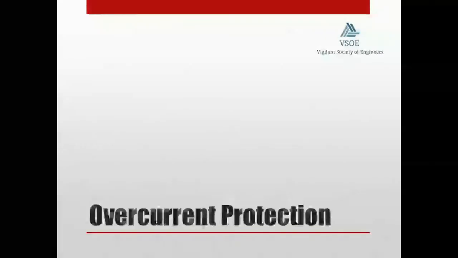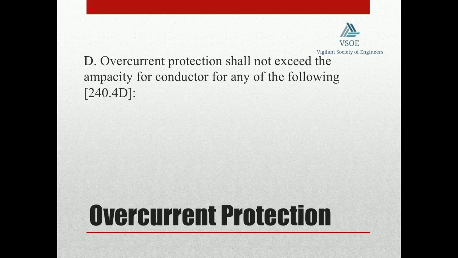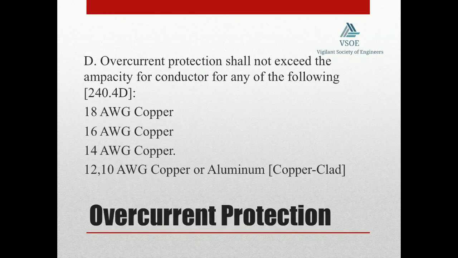Now, overcurrent protection shall not exceed the ampacity of the conductor for any of the following, that is of Article 240.4(D), where it should be in the range 18 to 10 AWG for copper or aluminum clad. These conductors specified under this article should be protected by an overcurrent protection device that doesn't exceed the value of the conductor.